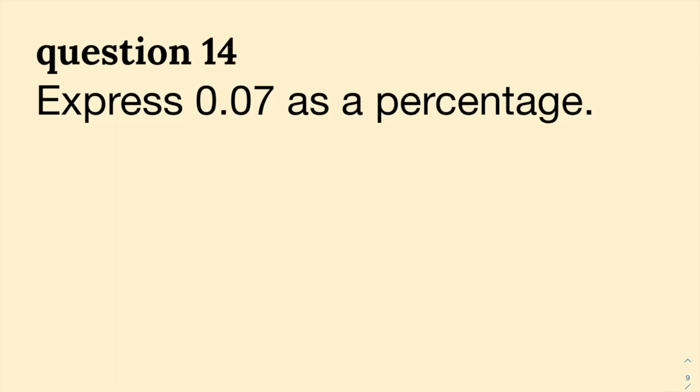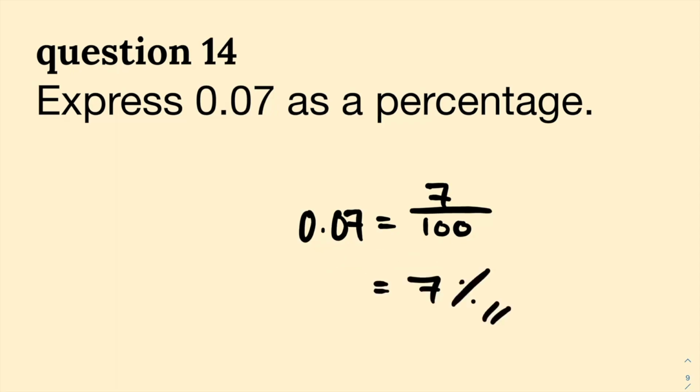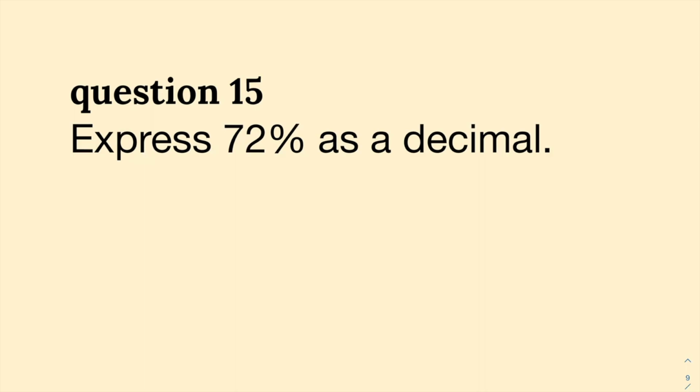0.07 as a percentage. Decimal, let's write it as a fraction first, which is, let's see, that we've got 2 decimal places here, which means 7/100. 2 zeros. 2 decimal places, 2 zeros. With that, we can immediately express that as 7%.